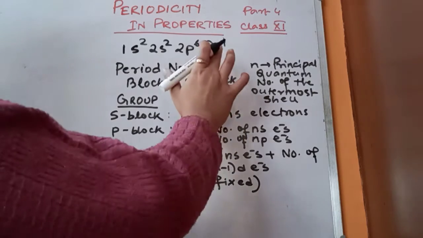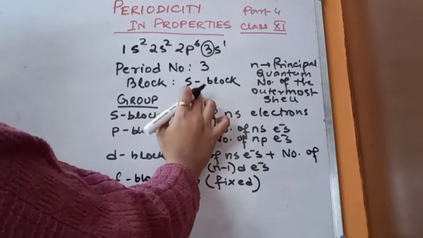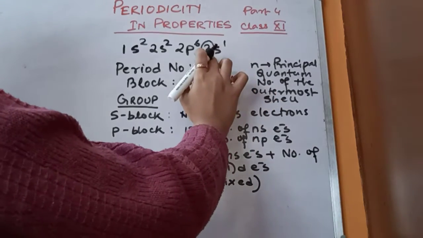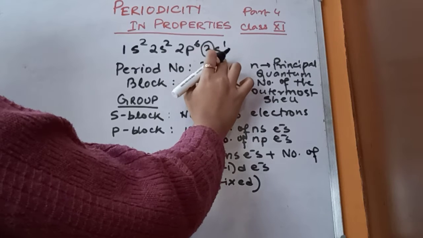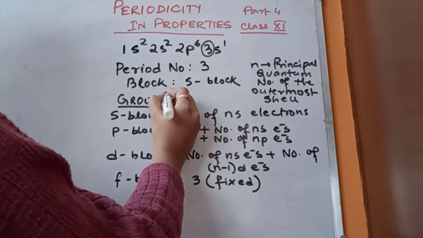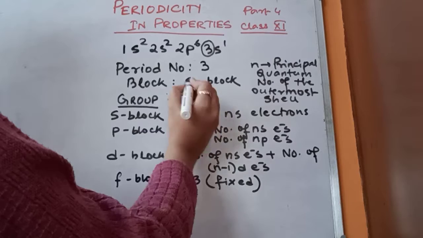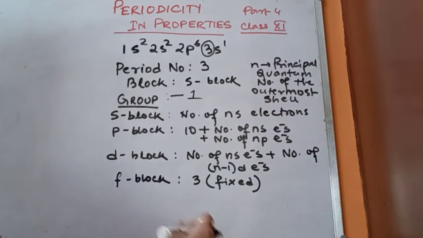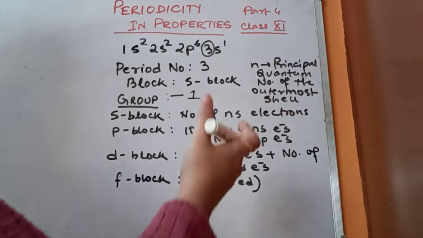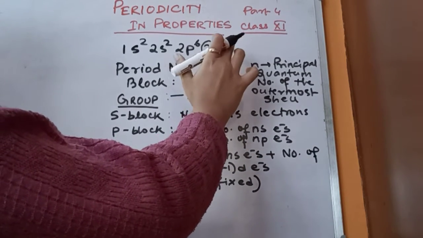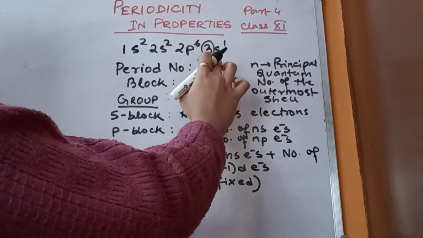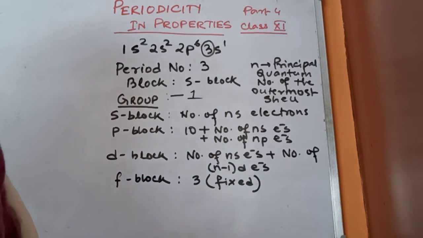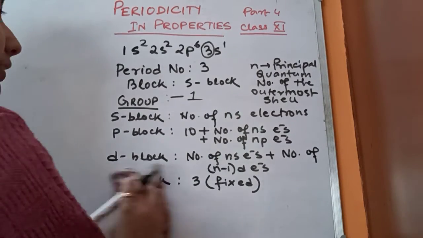So for this element, as it belongs to s block, the group number will be the number of ns electrons, and here the ns orbital is the 3s orbital. So for this, the group number will be 1. So we can say that an element with an electronic configuration like this will be placed in period 3 and group 1 of the periodic table. Now I'll come to another example.